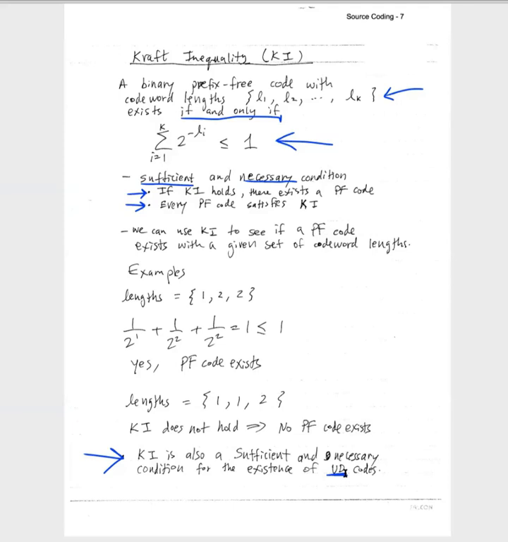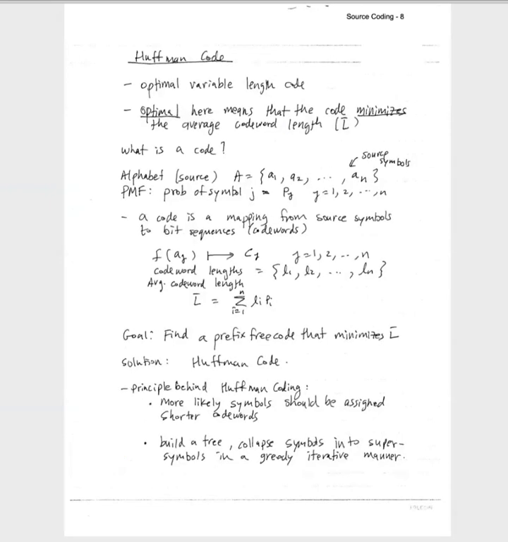What we're going to do when we return is talk about a specific type of prefix-free code called a Huffman code. A Huffman code is a variable length code. It's a prefix-free code, and it's an optimal code. It's optimal in the sense that it has the minimum average code word length.